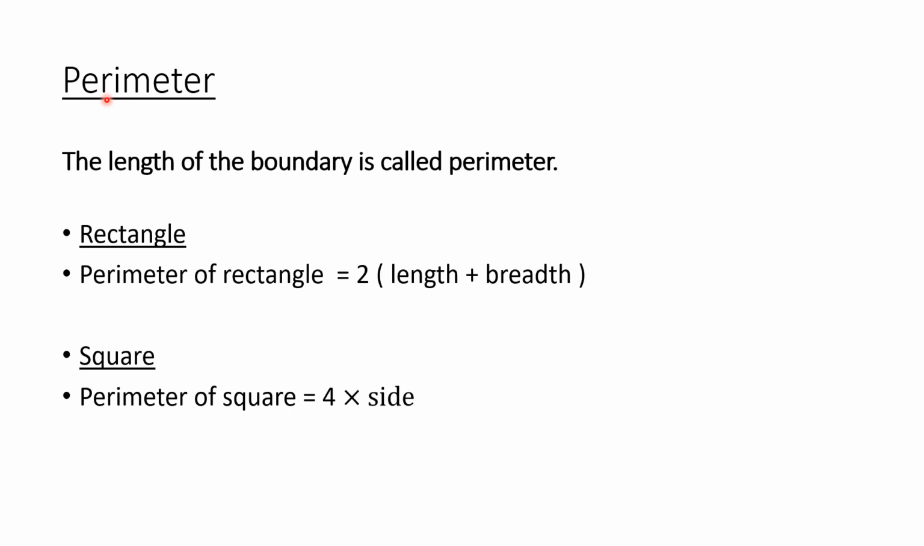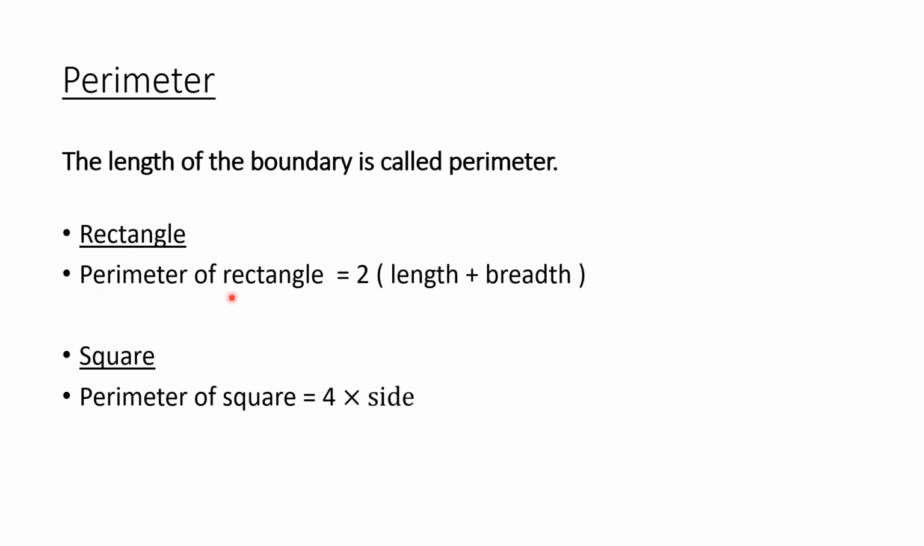So children, you have to open your geometry notebook and write this definition and these formulas in your geometry notebook. Perimeter. The length of the boundary is called perimeter. First rectangle. So there is one formula. So in the notebook, you are using this formula and find the perimeter.